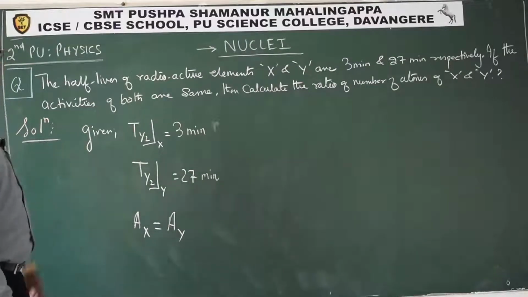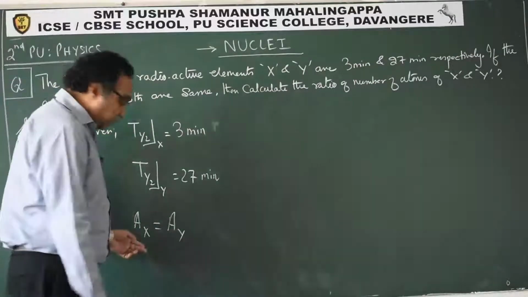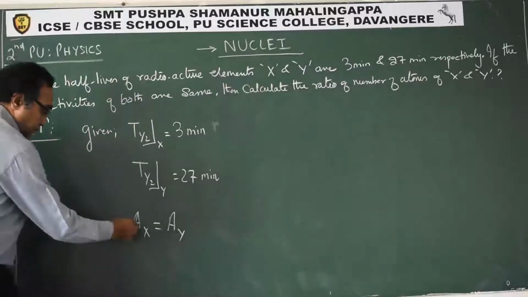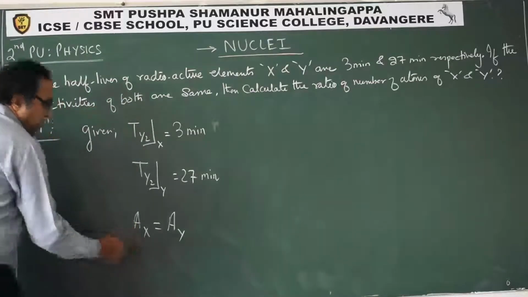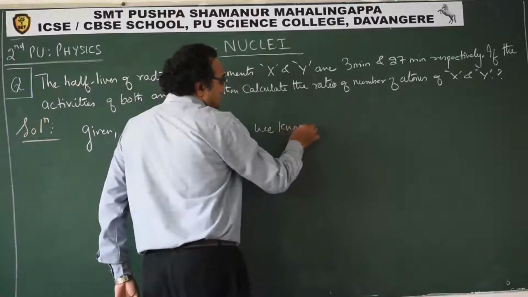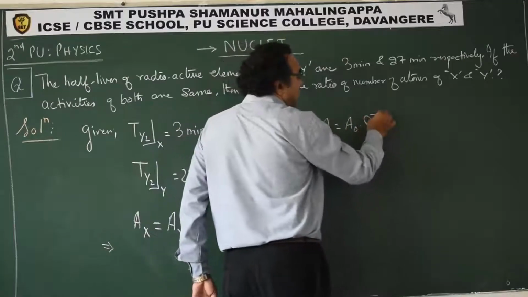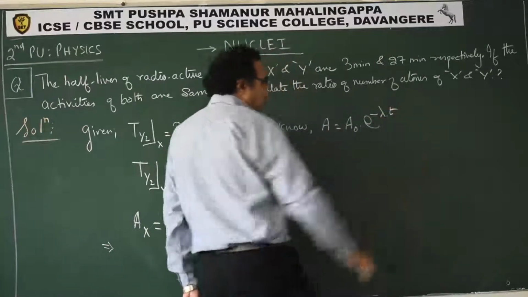Now, it says that activities are same. This means activity A, what we know? We know activity A is equal to A naught e raised to minus lambda into t.